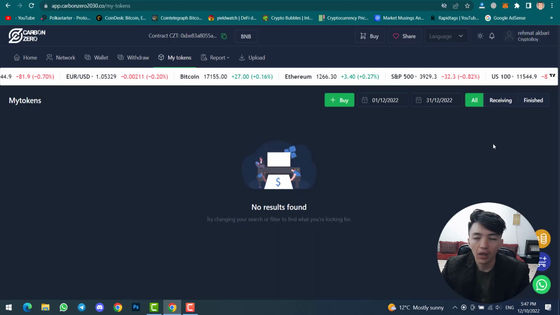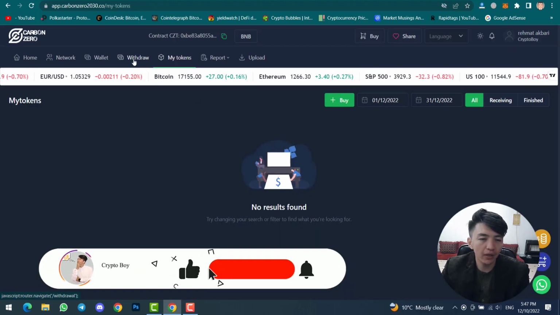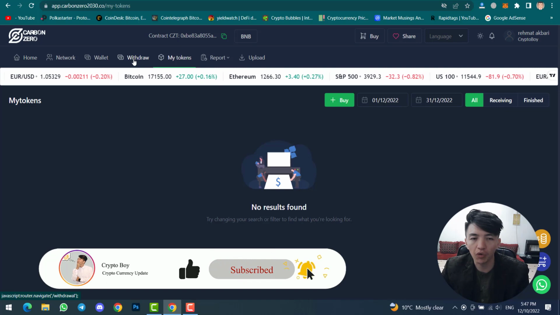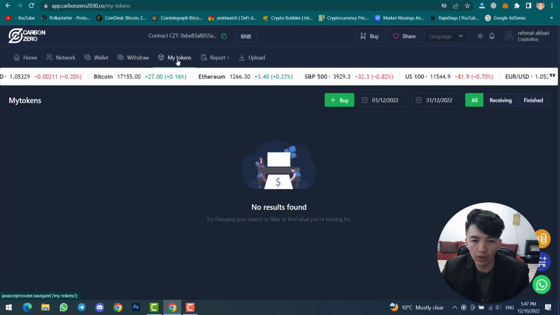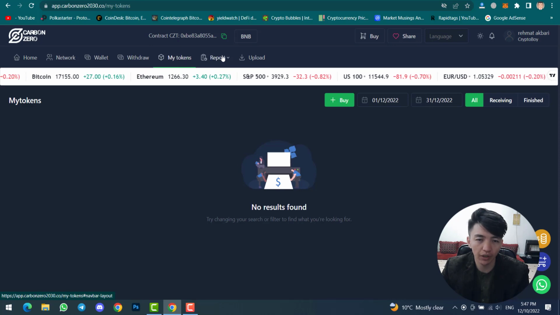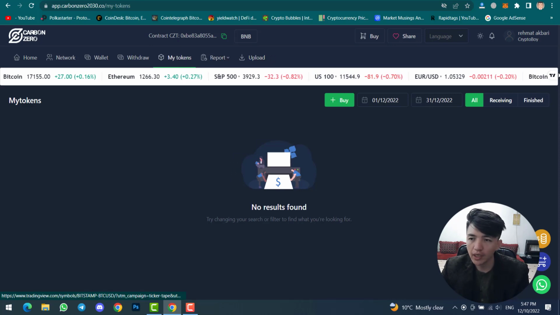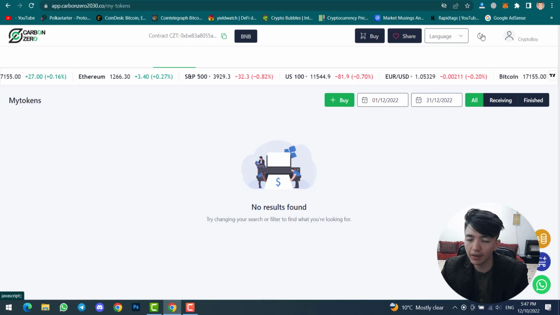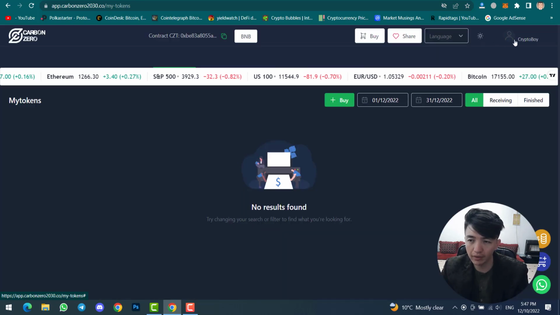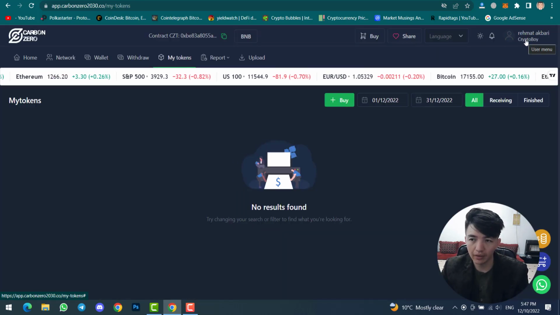purchase the token. After that, if you check the menu in here, you can withdraw your money back to your wallet. Even you can check your tokens. As I told you, my token is available inside MetaMask wallet. Even you can check the report, and then we have upload. Also in here you can find light mode, dark mode, and then this is your account detail, like Crypto Boy Rehmat Akbari, which is my name.